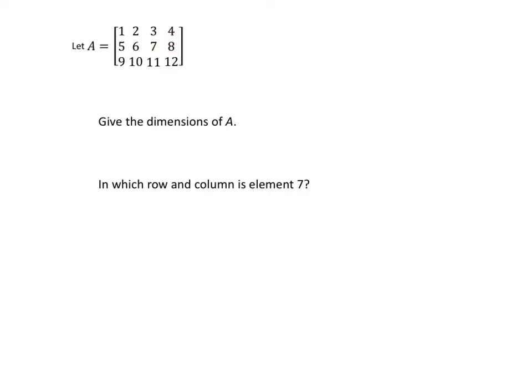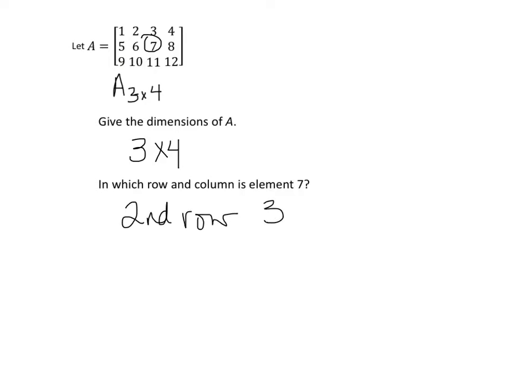If we were to name this matrix, we would name this matrix A, and it's got 3 rows and 4 columns. So the dimensions of matrix A are 3 by 4. Element 7 is in the second row, and it's in the third column.